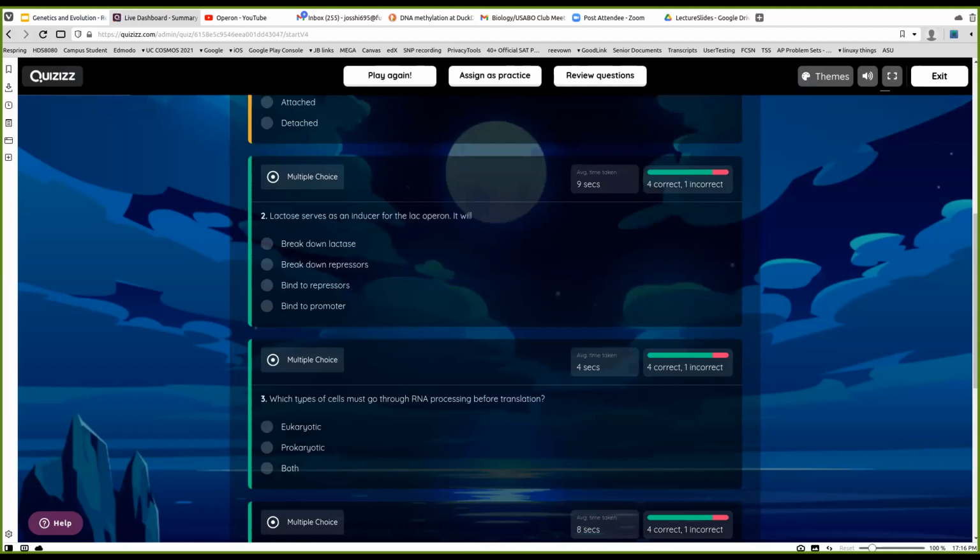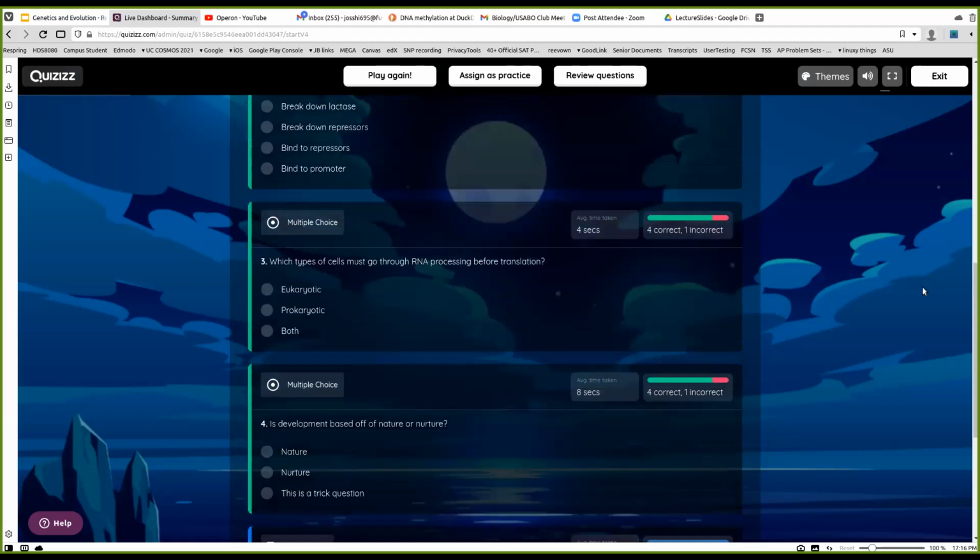Next one, number two: lactose serves as an inducer for the Lac operon. The answer here was it will bind to the repressor, because lactose will change the structure, and the repressor will fall off from the operon.